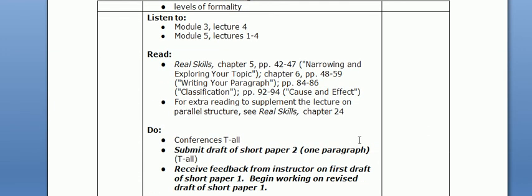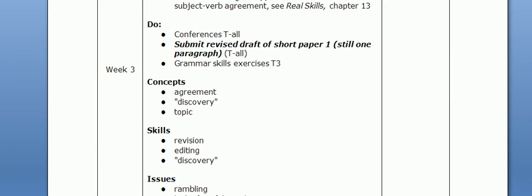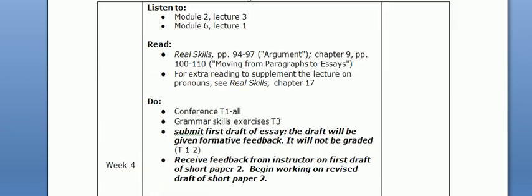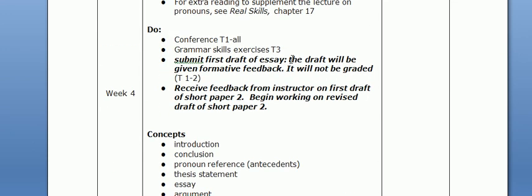In week 2, students will submit a draft of short paper 2 and receive feedback from the instructor on paper 1. In week 3, they'll submit a revised draft of short paper 1. In week 4, they'll submit a first draft of the essay and they'll receive feedback on the first draft of paper 2.